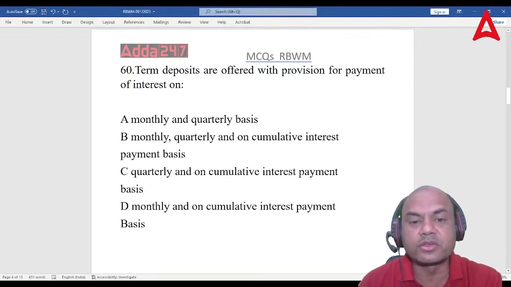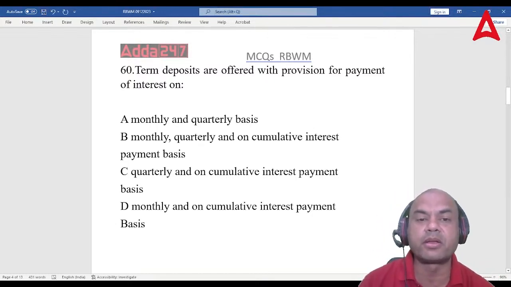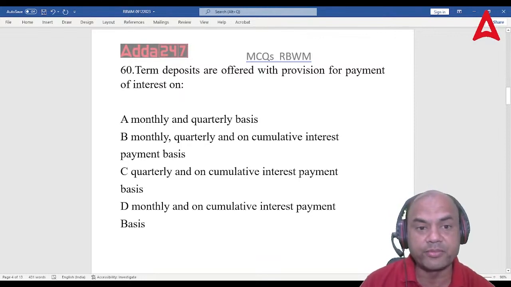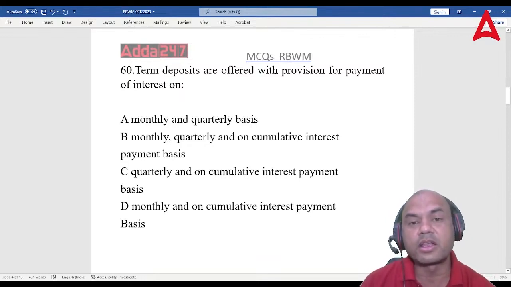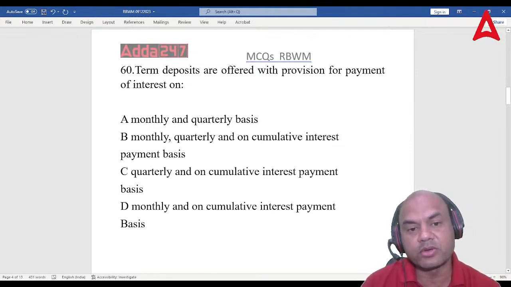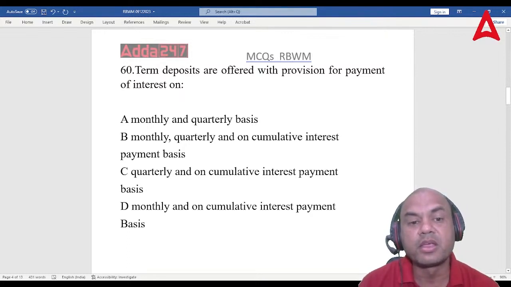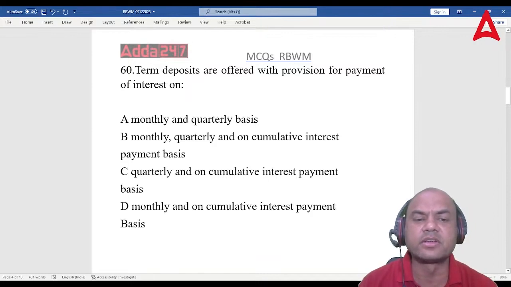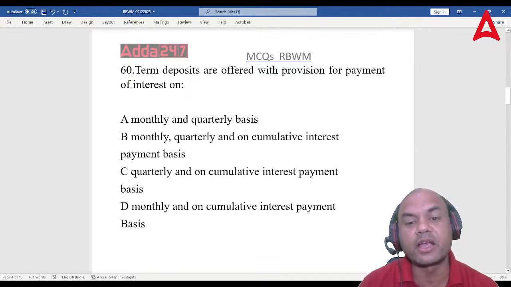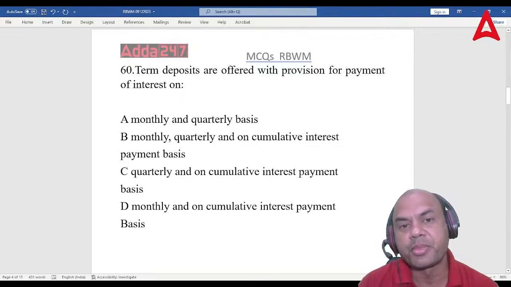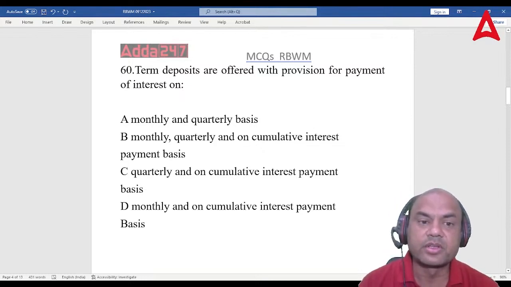How many of you work in the FD department or have worked in the FD department? What interest are you giving? Are you giving monthly interest or quarterly or cumulative or 6 monthly also? See, there can be an answer of 6 monthly also over here. Yearly also can be the answer. It depends on bank to bank. I can give the interest on monthly, quarterly, 6 monthly, and cumulative interest payment basis. So what is the answer?